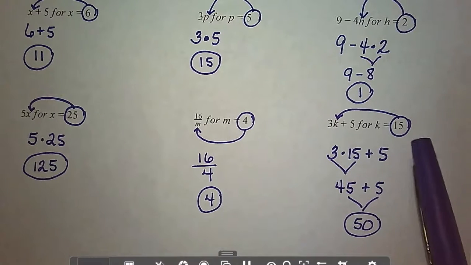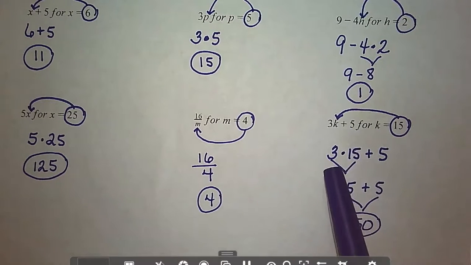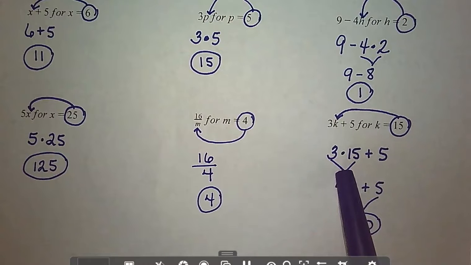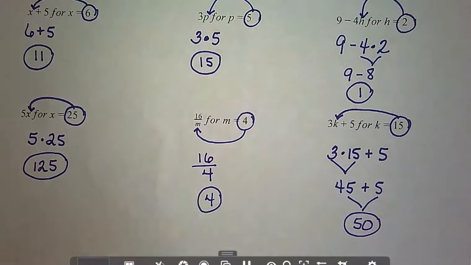Now here's a two-step problem. Replace the k with 15, and you come up with the problem 3 times 15 plus 5. Do the 3 times 15 first, because our order of operations says to do that. That's 45. And then add in your 5 to get a total of 50. Hope you did well on those.